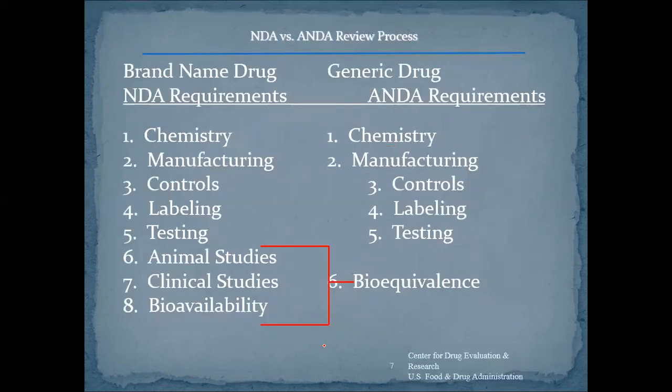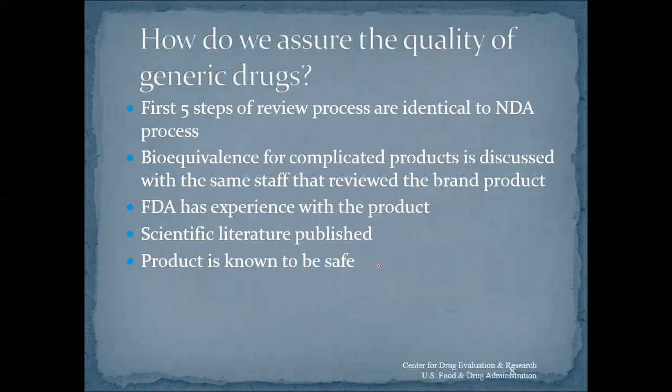Now, when we compare a new drug application with an abbreviated new drug application, what you find is that these three, numbers 6, 7, and 8, the animal studies, the clinical studies, and the bioavailability, which form the major chunk of the cost of a drug, are taken care of by only a bioequivalence study, and that is why generic drugs are comparatively cheaper as compared to a new drug application.